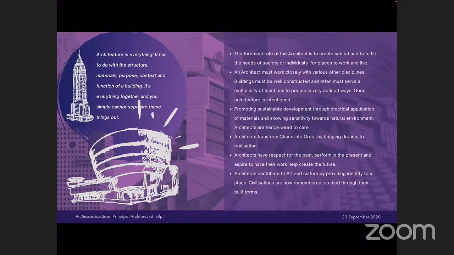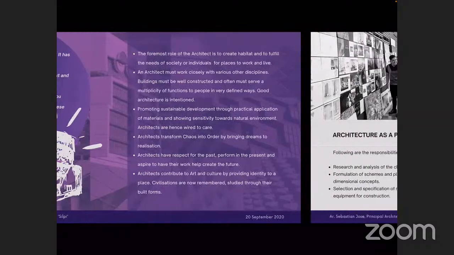The architects have to respect the past, they need to perform in the present, and also make sure that their work is relevant for the future. And architects contribute to work of art and culture by providing identity to a place. Civilizations are now remembered or studied through their built form. The classic examples being the Eiffel Tower in Paris, where you see the Eiffel Tower and you say Paris. Similarly, you see the Sydney Opera House and you say Sydney. So that is the scope of architecture.